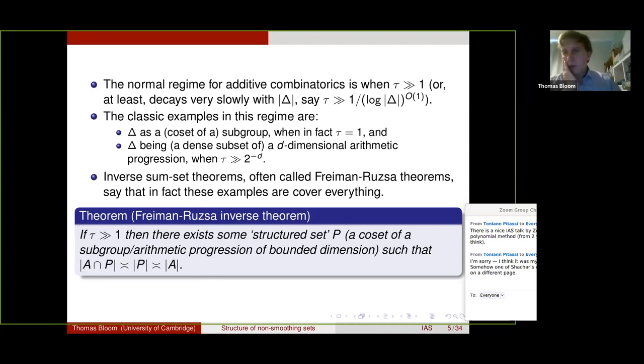Yes, for example, that's one of many things that can go wrong. In general, obviously, there are lots of quantitative losses, and certainly, at best, we expect them to be possibly exponential in 1 over tau. And in particular, if exponential in 1 over tau is like 1 over delta, then everything becomes trivial at that point. If the implied constants in this Freiman-Ruzsa theorem are allowed to be polynomial in 1 over delta or 1 over A, then of course this Freiman-Ruzsa theorem is completely trivial. Thanks, yeah.